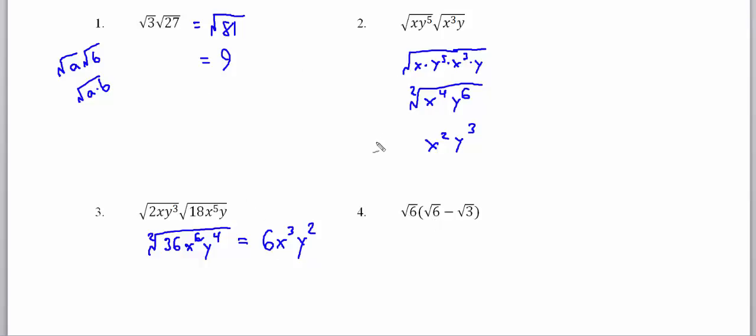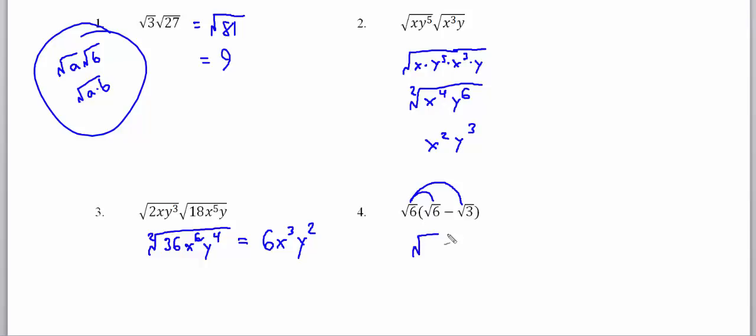So these three examples are basic, and go over our product rule for radicals. Now what we'll do is we're going to expand the product rule for radicals into this distribution problem. So the square root of 6 times the square root of 6 is 36, and the square root of 6 times the square root of 3 is 18. What we're about to do now is take our square root of 36 and we're going to get 6 out of that.